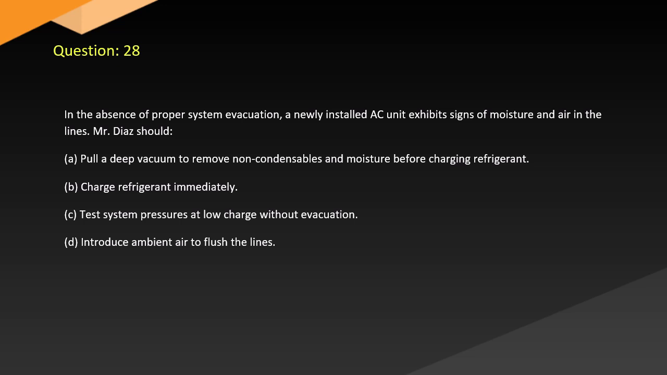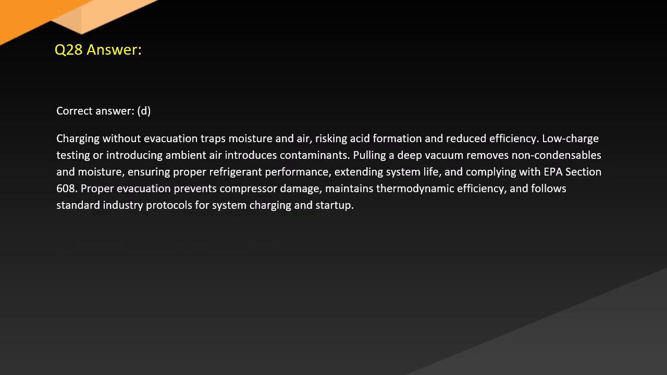Question 28. In the absence of proper system evacuation, a newly installed AC unit exhibits signs of moisture and air in the lines. Dyer should: A. Pull a deep vacuum to remove non-condensables and moisture before charging refrigerant. B. Charge refrigerant immediately. C. Test system pressures at low charge without evacuation. D. Introduce ambient air to flush the lines.